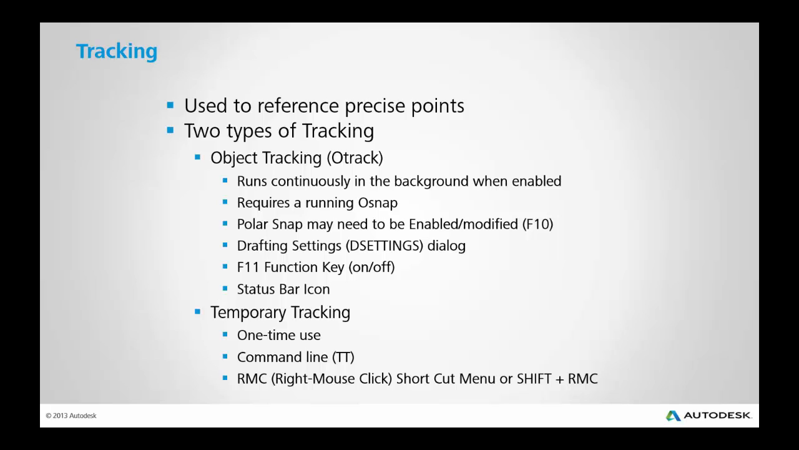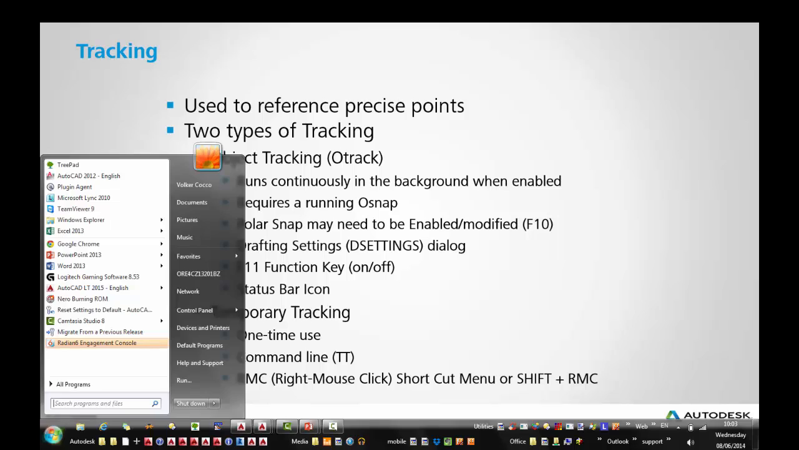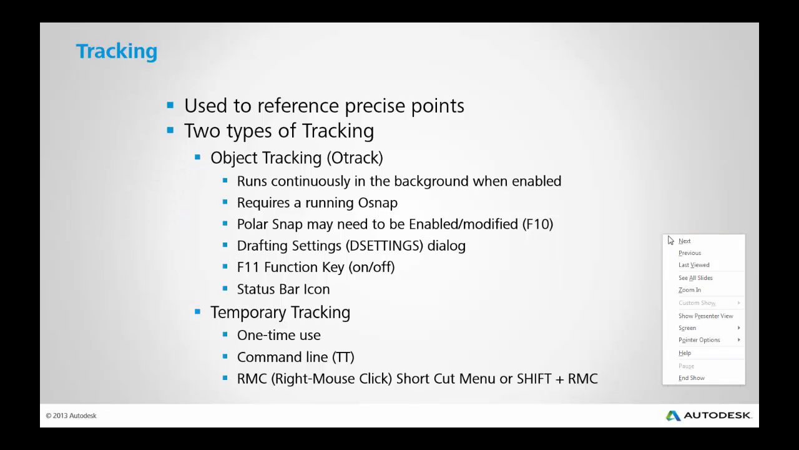Temporary tracking is also a one-time use. You can access it from the command line by typing TT. This is actually the preferred method in order to make things work smoothly. However, it does work using the right mouse click shortcut menu or shift right mouse click.